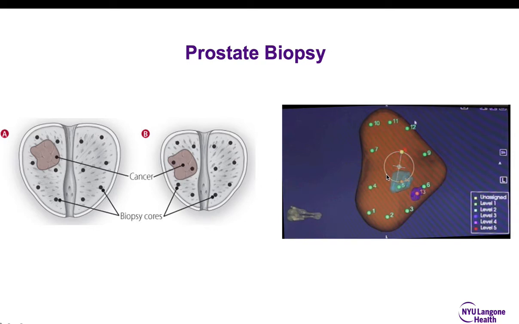Going back to the example on the right-hand side, you can see that this lesion right here is located in between cores 6 and 3 and may have been missed on a systematic template biopsy, whereas lesion 14 here does correspond and overlap with one of the systematic cores and therefore may have been detected on a standard prostate biopsy.